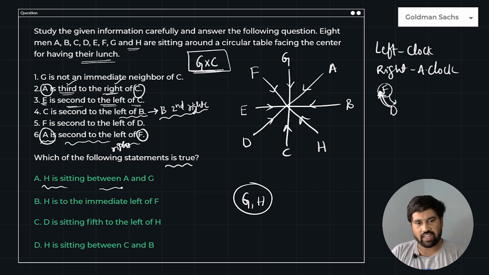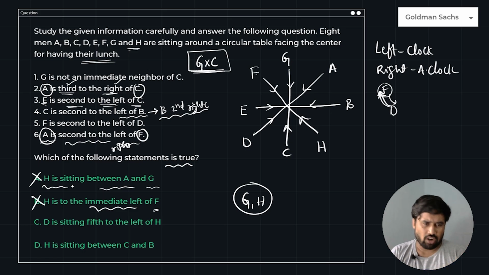H is sitting between A and G. See guys, H is sitting between B and C. So A is not correct. And H is immediate left of F. So see guys, immediate left means neighbor in clockwise direction. So F and H are opposite, never immediate. So option B is also wrong. You don't have to check for left or right. Immediate or not? No, not immediate. They're opposite. Okay, just look into the next one.